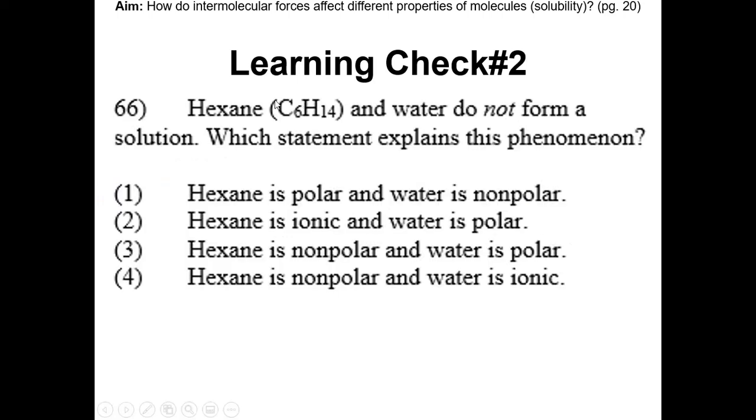Learning check number 2. Hexane and water do not form a solution. Which statement explains this phenomenon? Pause this video and resume once completed. Since they do not form a solution, hexane does not dissolve in water. Therefore, one of them is polar and the other one is nonpolar. Since water is polar, hexane must be nonpolar. So the answer is choice 3.